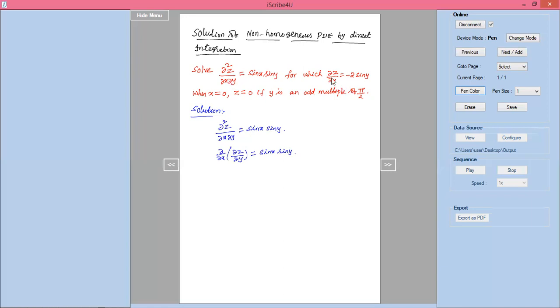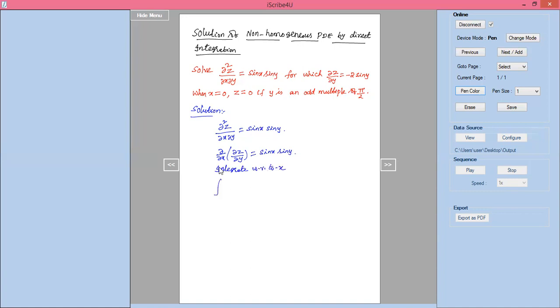Here dou z by dou y remains as it is. That is the condition I have to use. First, look at the condition: dou z by dou y equal to minus 2 sin y when x equal to 0, and z equal to 0 if y is an odd multiple of pi by 2. So I have to directly integrate, with respect to x.